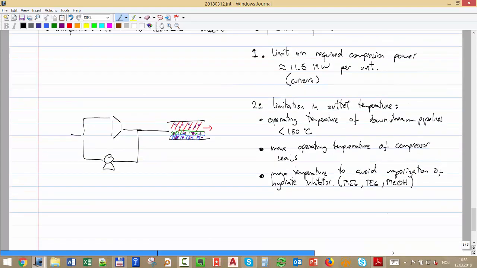What else? Typically we have a minimum suction pressure that the compressor has to have, and that depends a bit on the model. You're going to use 15 bar for the exercise. What else?